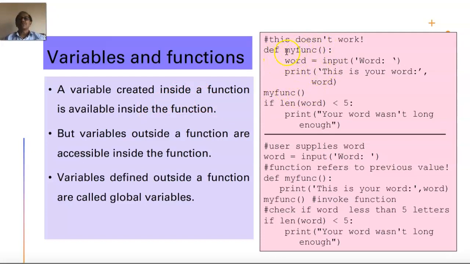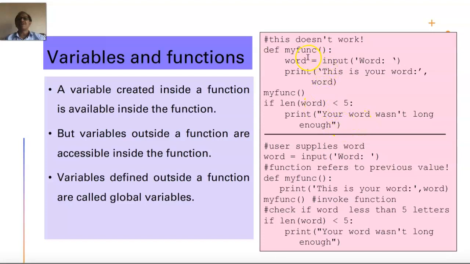Why? Because you have defined my function with a variable word, where you are taking a value from the user for the word variable, and then the function is closed here. You are returning from the function. After that, you are using the variable word to find out its length and saying if it is less than 5, then print your word wasn't long enough.